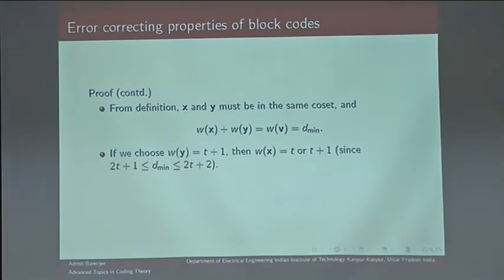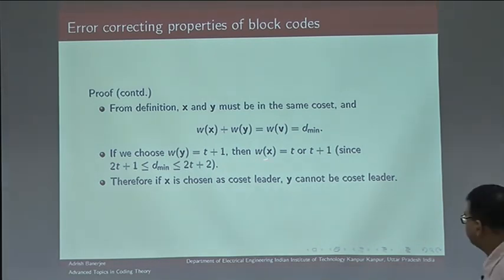Now, if we choose the weight of y to be t plus 1, then the weight of x is either t or t plus 1. Why? Because the minimum distance is between 2t plus 1 and 2t plus 2. So then which has less weight? The weight of x is either t or t plus 1. This is t plus 1. So the weight of x is less than or equal to the weight of y. So if I choose x as coset leader, I cannot use y as coset leader.